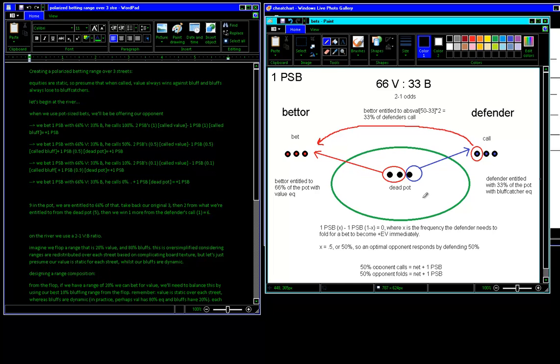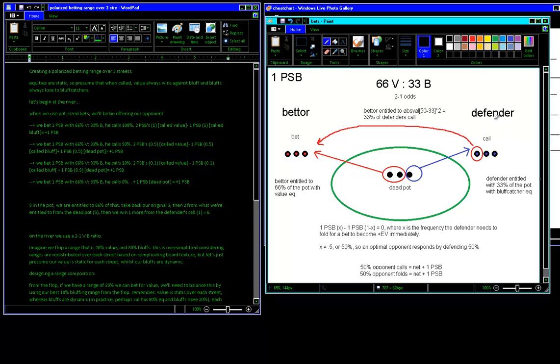So the net gain is always 1 pot, provided we're perfectly balanced for our betting size, with 66% value that dominates his inferior bluff catching range, and 33% bluffs, which always lose to his superior bluff catching range. I guess you could look at this here as a way to figure that out. You take the absolute value of 50 minus 33, which is the bluff catching range, and then you just multiply that by 2. Here it's clearly just 33% of the call here.